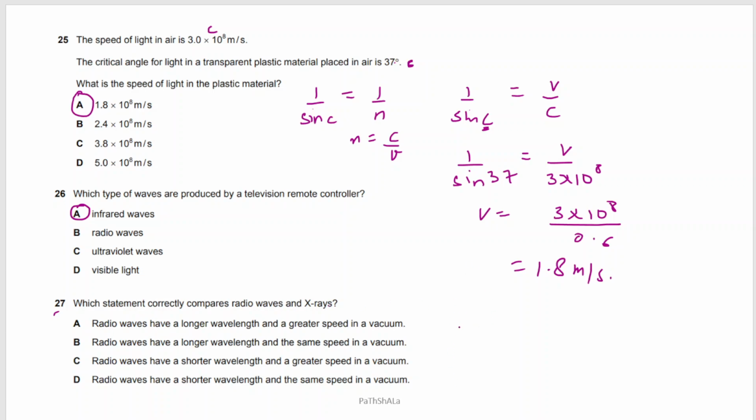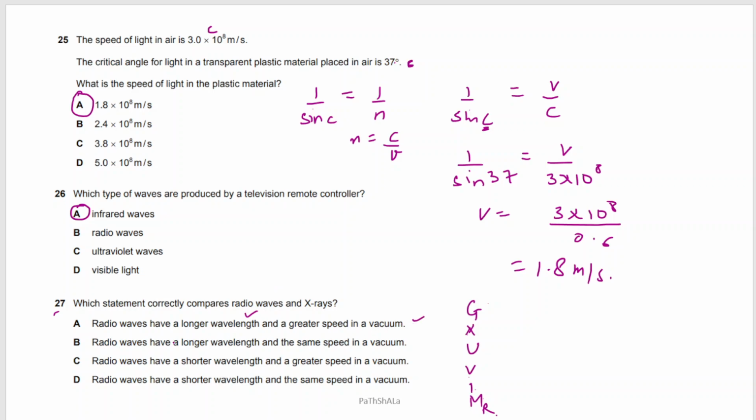If we see the spectrum, we have V, I, M and R. So these waves: gamma, X-rays, UV rays, visible, infrared, microwaves and radio waves are arranged in increasing order of their wavelength. So radio waves have longer wavelength, yes, and greater speed in vacuum? No, they have the same speed.